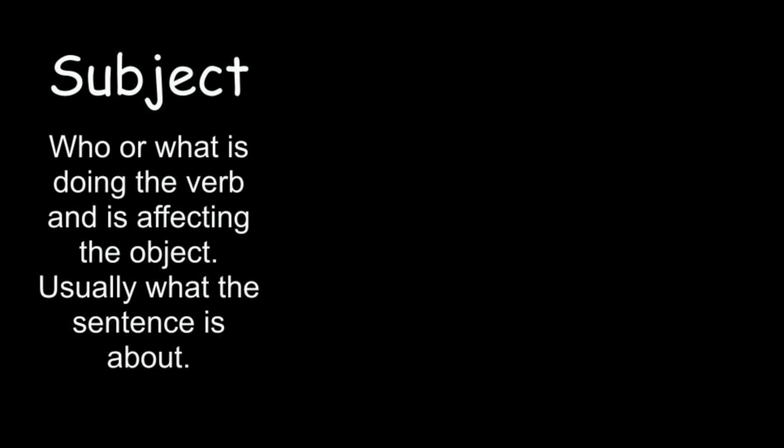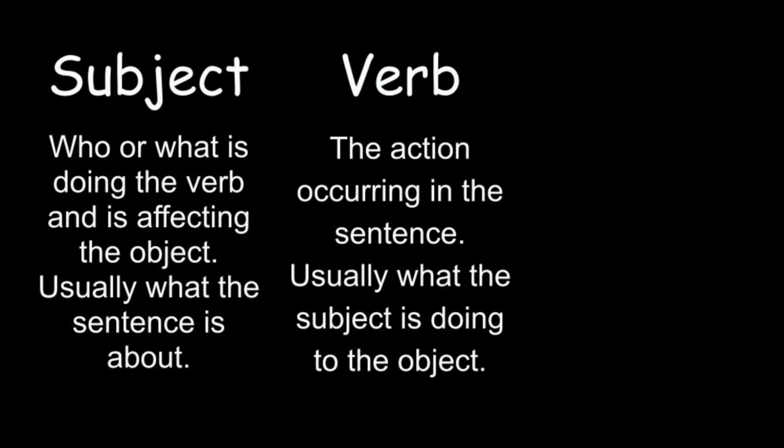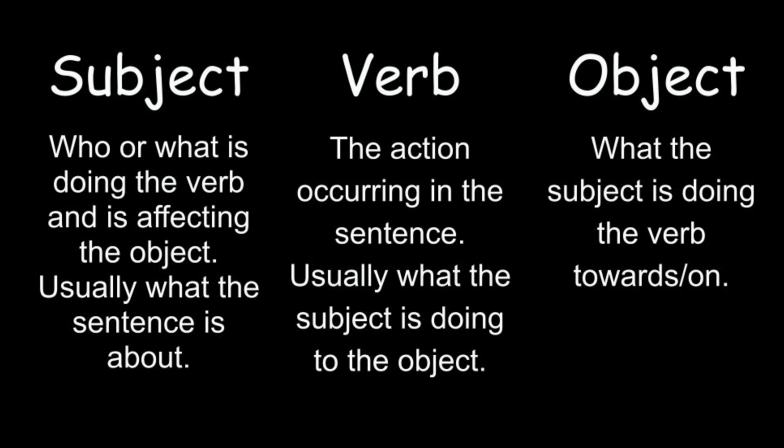The subject is the person or thing about what the sentence is made, and is usually the one that is controlling the verb. The verb is the word that conveys an action, and it is what is actually happening in the sentence. The verb is often what the subject is doing to or with the object. The object is the person or thing that is being affected by the subject.